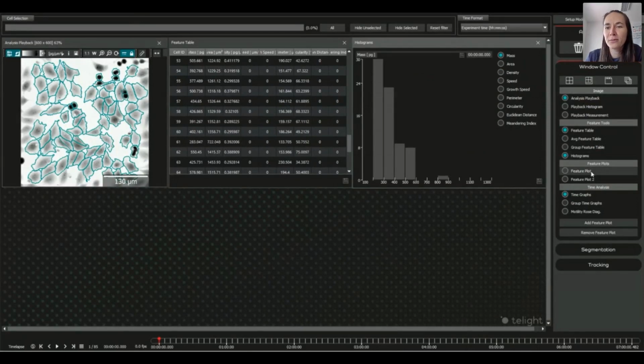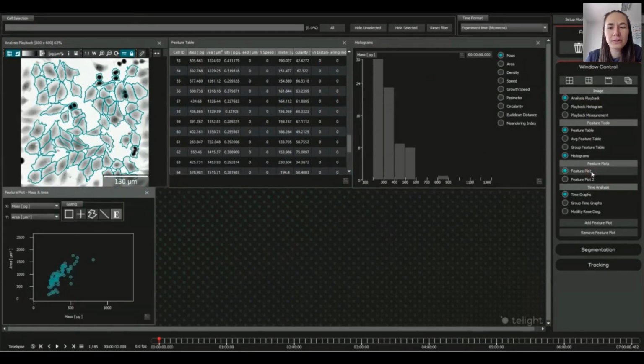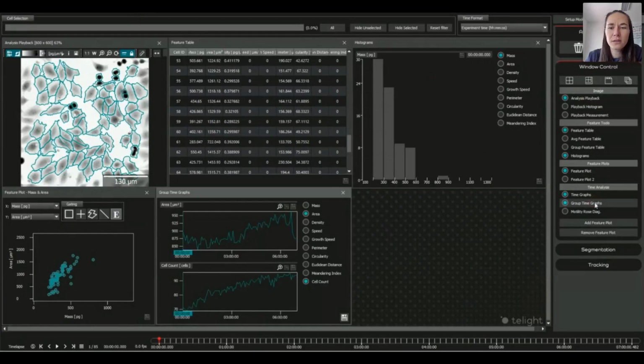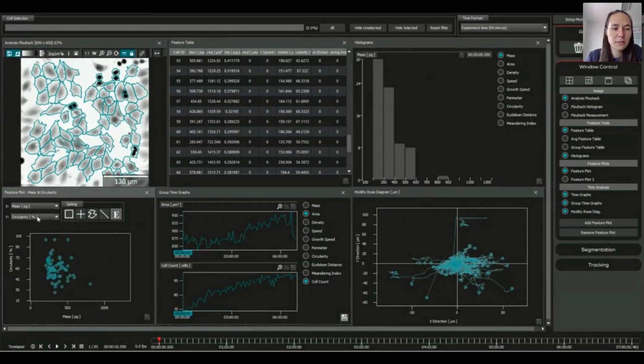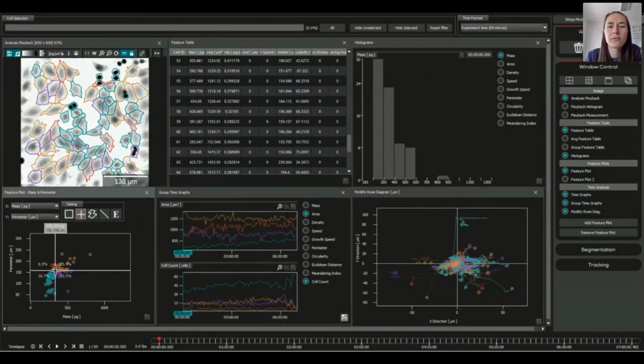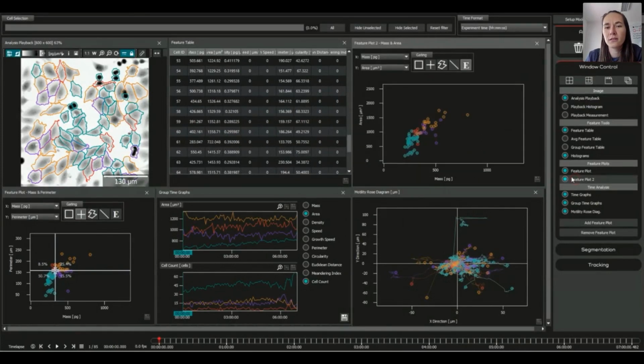Here's an example of histograms for the mass parameters. These are the dot plots that I was talking about, and the modulated rows diagram for describing the modulated mass. So now I'm choosing two parameters and the dot plot for them, and this is the population gating. You can use different types of gating, and then you can see the color-coded cells in images, in the tables, in all the graphs.